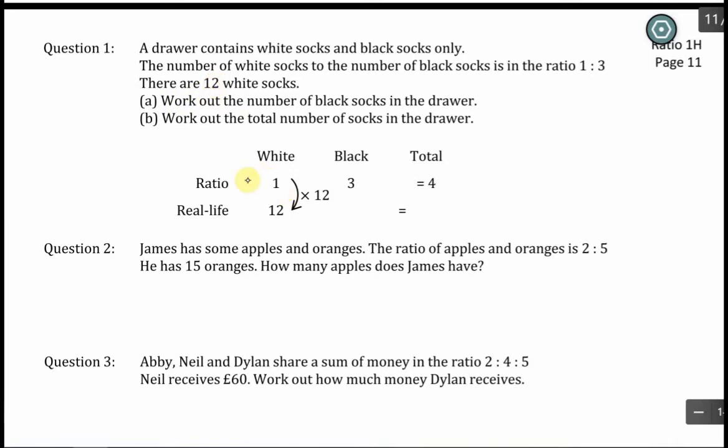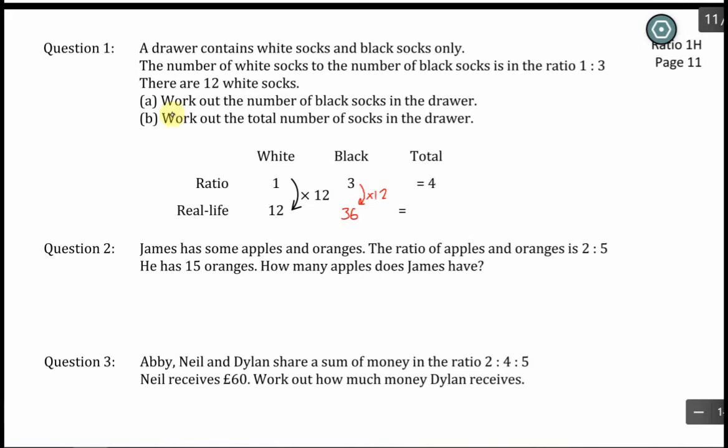The only difference here is that if we use the same method, it's this bit, which is now the linking bit of information, which enables us to work out the size of one part, rather than it being the total. That's the only difference. So that's why this method's quite good. We can just adapt it to whatever we're given. Work out the number of black socks in the drawer. Well, if we know that each part is worth 12, 3 parts are going to be worth 36.